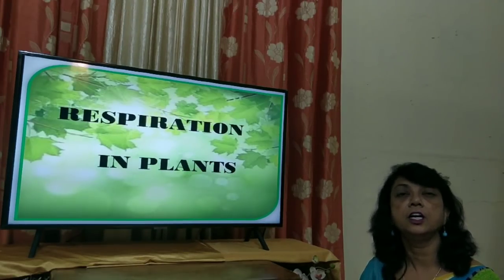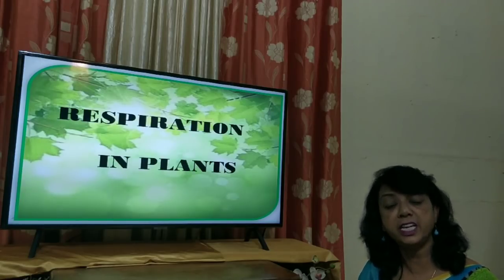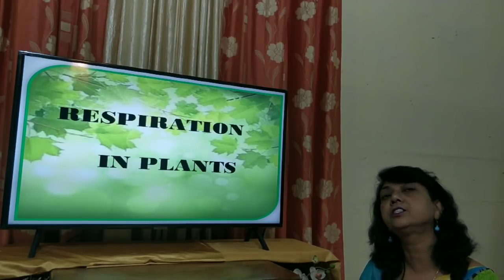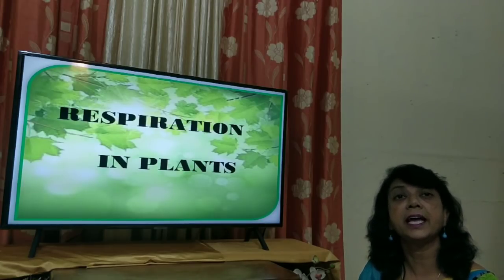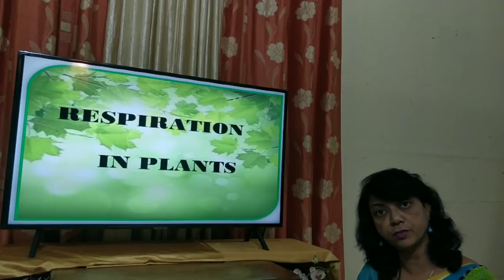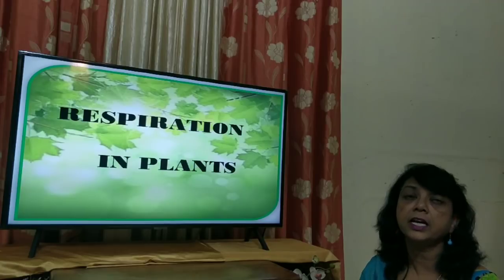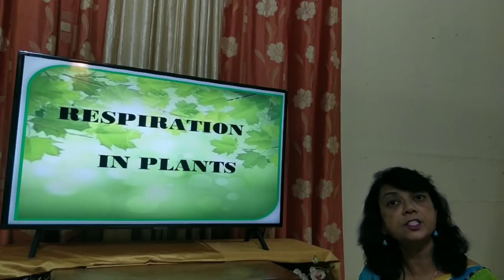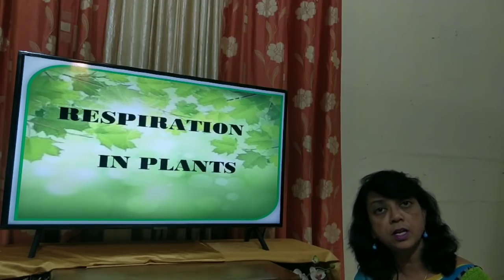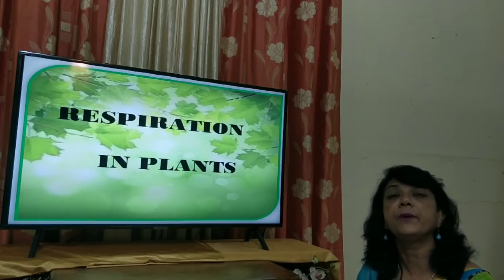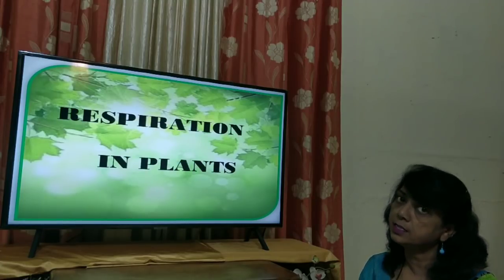Energy released during breakdown of glucose or oxidation of food is stored in the form of ATP. ATP means adenosine triphosphate, and adenosine triphosphate is said to be the energy currency of the cell. Do you know why it is called so? It is called so because it is the immediate source of energy to the cell.